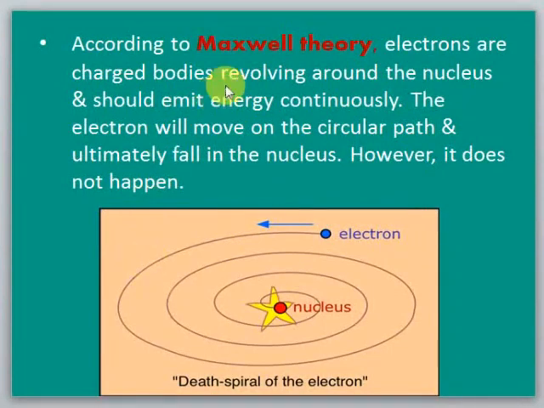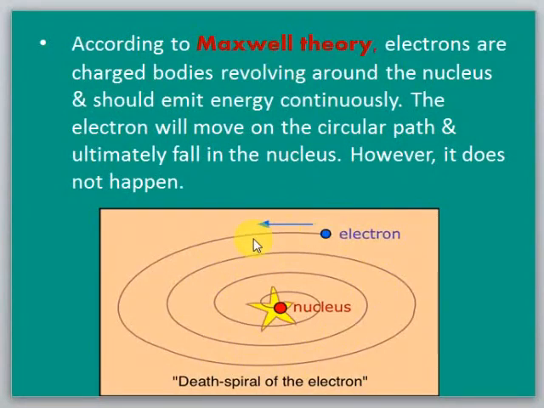Maxwell was a scientist. He proposed a theory that whenever a charged particle is moving, it will radiate energy. And if a charged particle is radiating energy continuously, then it will run out of energy. As Rutherford said, electrons are continuously moving around the nucleus. An electron is also a charged particle. It has a negative charge. So if this charged particle, the electron, is moving around the nucleus continuously, then according to Maxwell, it will radiate energy.